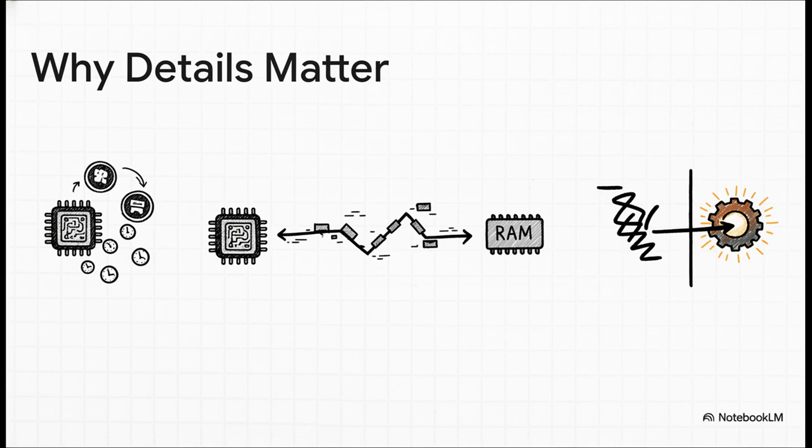You realize that switching between apps isn't free. It actually costs the computer time and energy. You know that grabbing a piece of information from memory isn't instant. And once you know these secrets, you just naturally start writing code that's faster, smarter, and way more efficient.